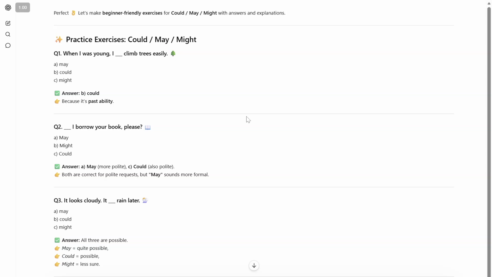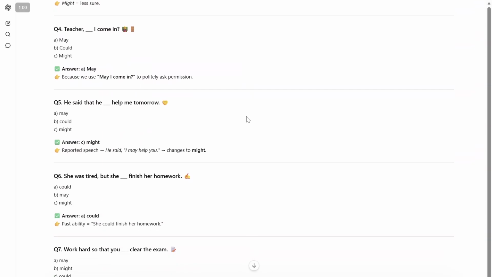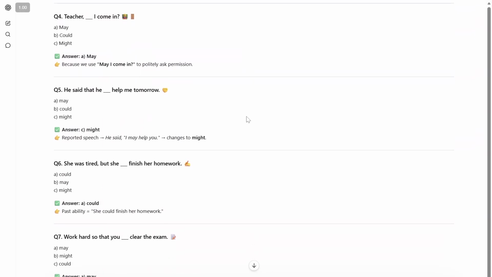Q3. It looks cloudy. It rain later. A, may; B, could; C, might. Answer: all 3 are possible. May equals quite possible. Could equals possible, might equals less sure. Q4, teacher, I come in. A may, B could, C might. Answer A, may, because we use may I come in to politely ask permission.